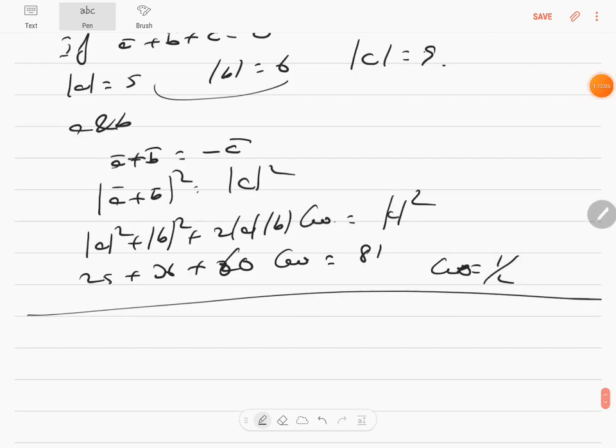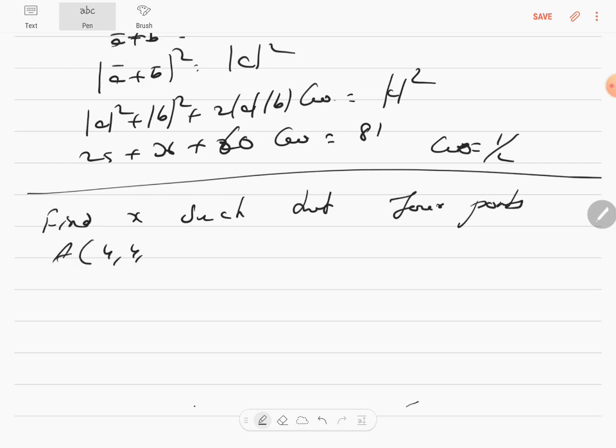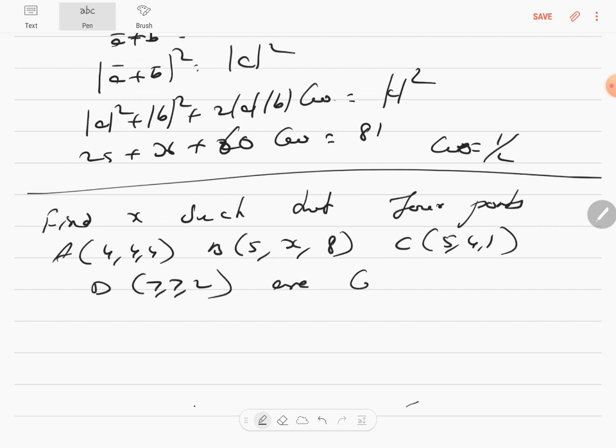This is another world's most important question, where they find x such that the 4 points, what are the 4 points? Point A, which is 4 comma 4 comma 4, the point B, which is 5 comma x comma 8, point C, which is 5 comma 4 comma 1, and a point D, which is 7 comma 7 comma 2, are coplanar. You have to prove that they are coplanar.